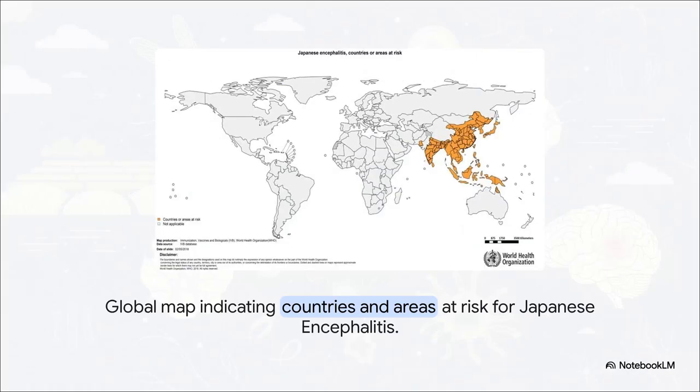So where in the world is this happening? As you can see on this map, JE is endemic across a huge swath of Asia and the Western Pacific. We're looking at about 25 countries that are considered at risk. And these aren't small, isolated places. These areas are home to a massive chunk of the world's population.